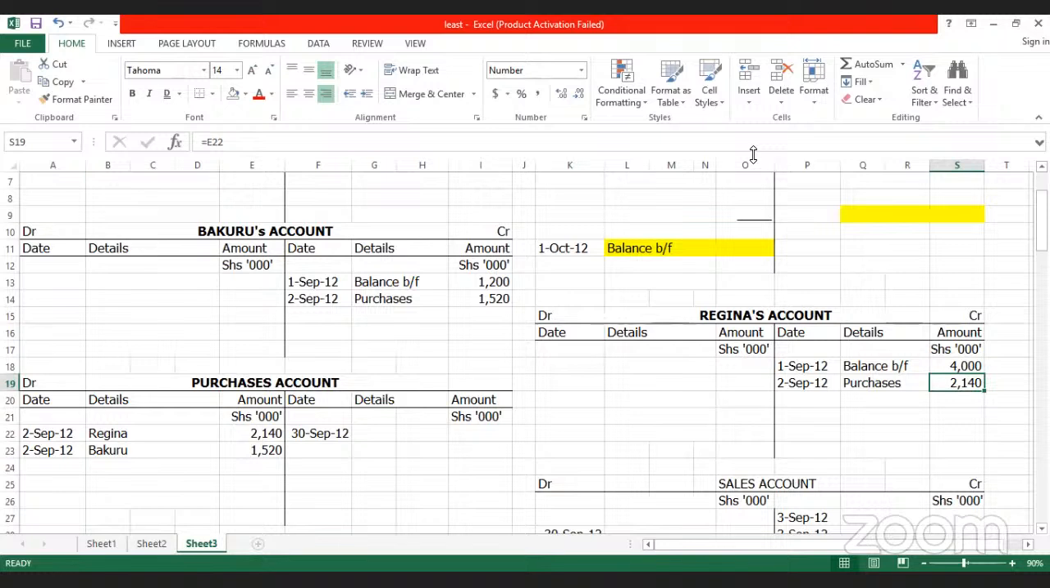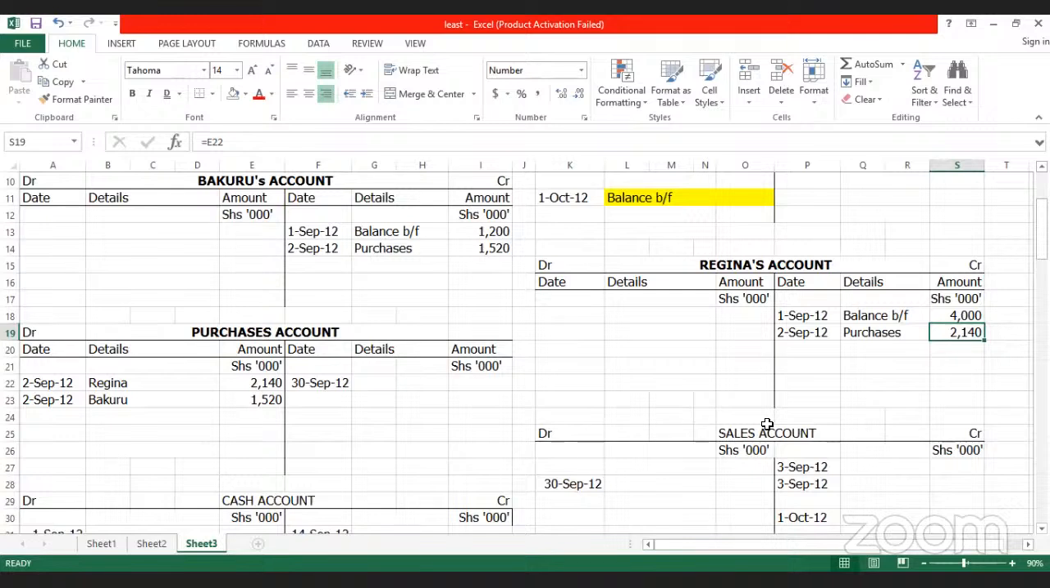What's the next transaction? September 3rd. What happened on September 3rd? Sold the goods on credit to Lakiri Shillings 4,640,000 and to Maido Shillings 4,120,000.